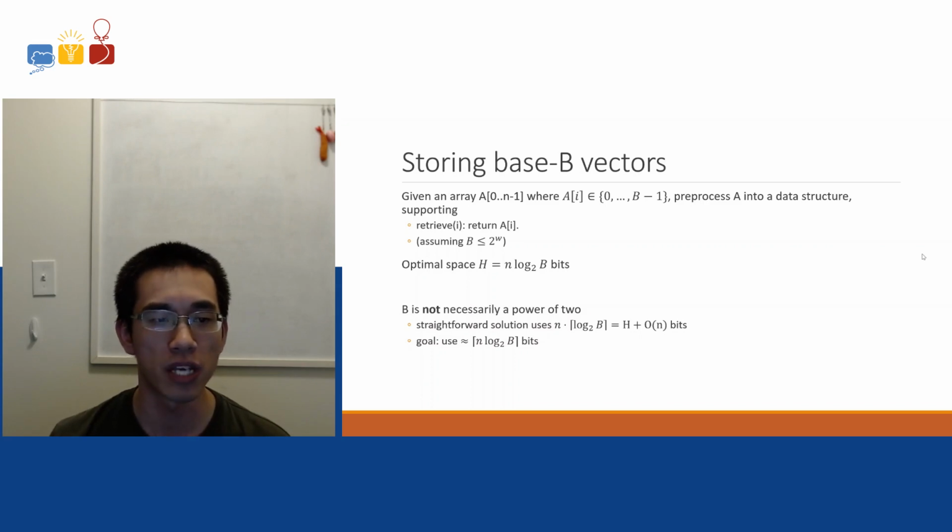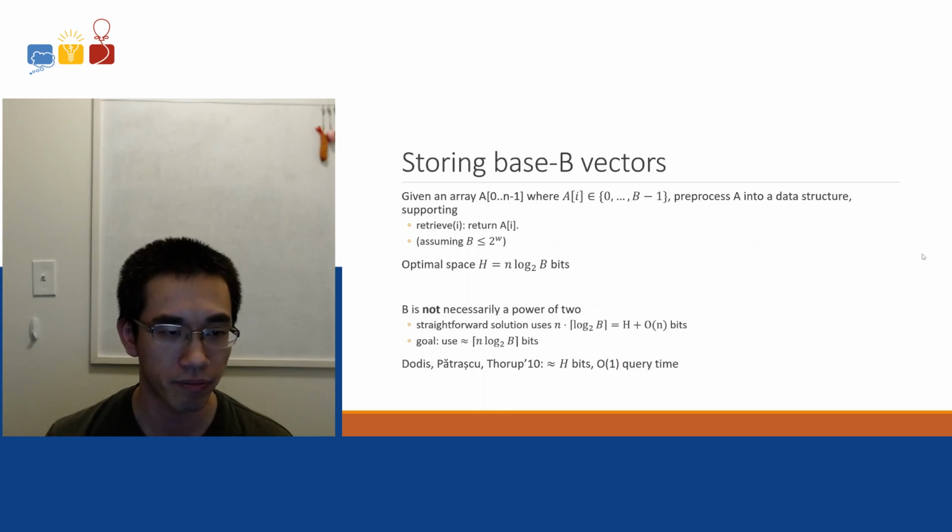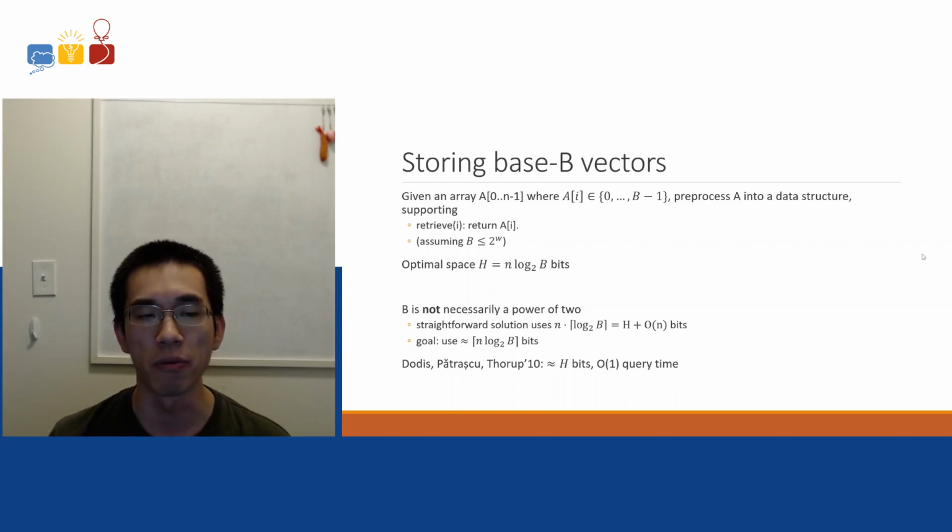And the goal is to use very, very close to n log b bits with the ceiling outside the product, not in the factor for each entry of this data structure, for each entry of the input. And it turns out that there is a way to do this. A data structure proposed by Dodis, Pătrașcu, and Thorup in 2010 solves this problem with approximately h bits, and it also achieves a constant query time. And we'll see what the exact space is later.